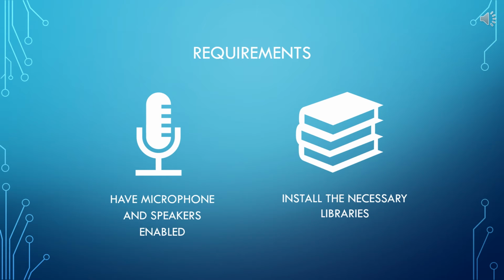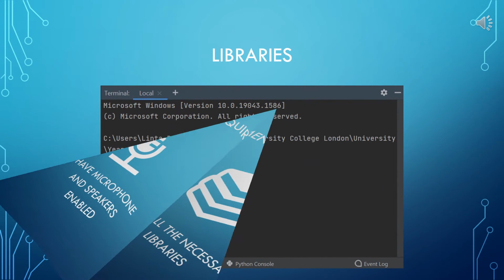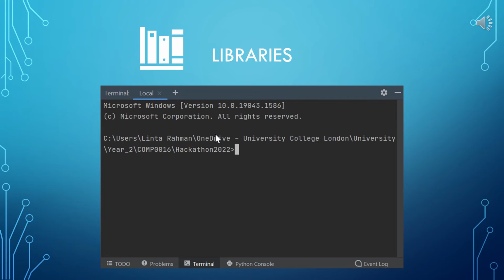Now, in order to run this translator engine, you will need to have your microphone and speakers enabled, as well as having the necessary libraries installed. A library is a set of code that is previously written that can be called upon when building your own code. Now let's have a look at how to install the libraries needed for our translator engine.